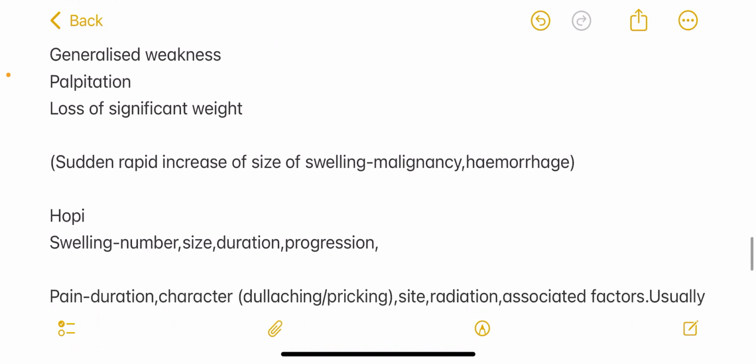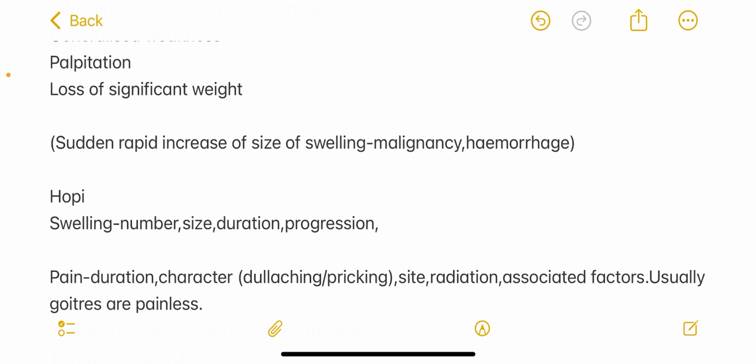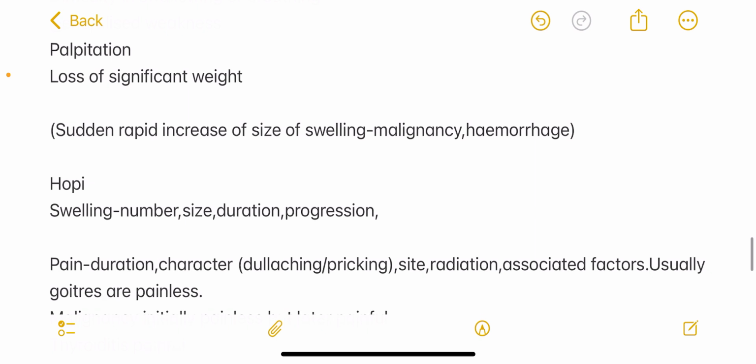So whenever presenting the case in the HOPI, a swelling has to be mentioned, along with the number of nodules, the number of swellings you can see, then the size of each swelling, then the duration and the progression, whether it is gradually progressive in size. All those should be mentioned. And pain, again duration, and then the character of the pain, whether it is dull aching type or pricking type, then the site of the pain and radiation, and also the associated factors should be mentioned.